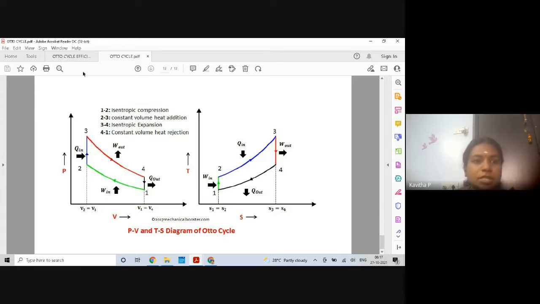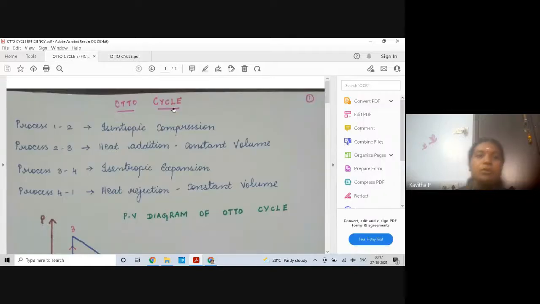Next is the efficiency of the Otto cycle. Process 1 to 2 is the movement of the piston upwards, compressing the atmospheric air, and is called the isentropic compression process. During combustion, heat is added at constant volume, and after the combustion process, there is isentropic expansion. When the piston moves downwards, there is a drop in pressure, which causes isentropic expansion.